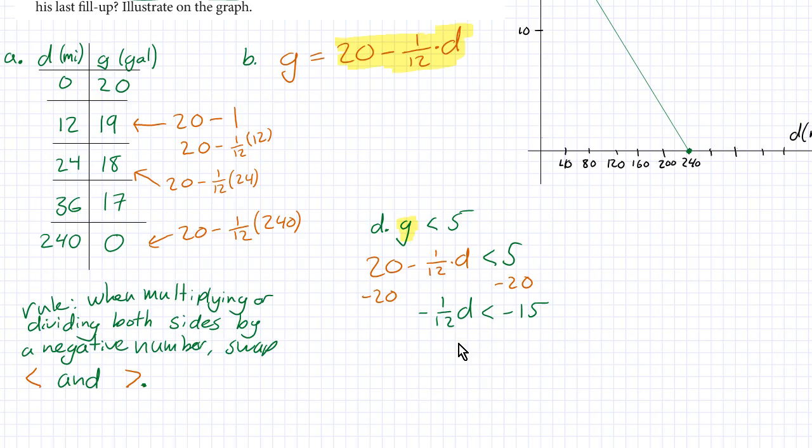The rule to remember is when you have an inequality like this and you multiply both sides or divide both sides by a negative number, such as negative 12, you need to swap the less than to a greater than, or turn the greater than into a less than. So this is now going to become greater than negative 15, which also needs to get multiplied by negative 12. That leaves you with D is greater than 15 times 12.